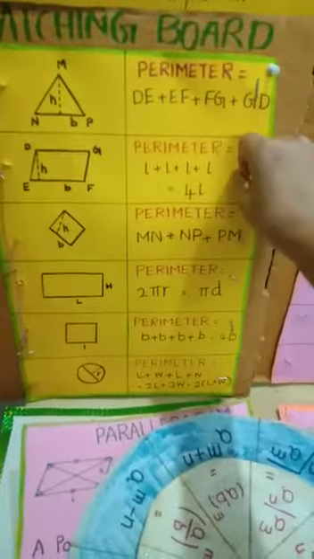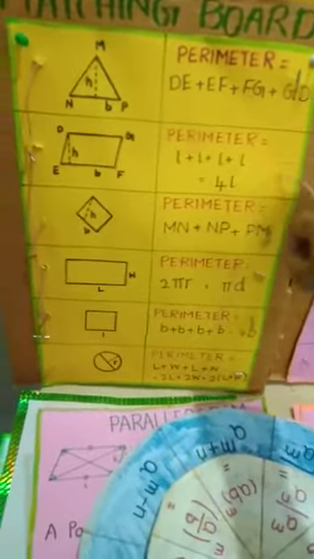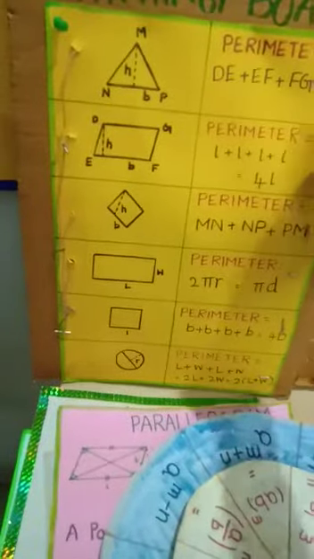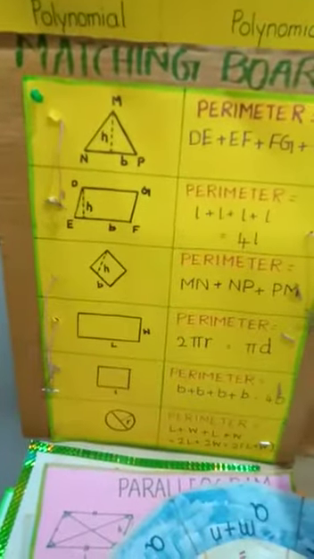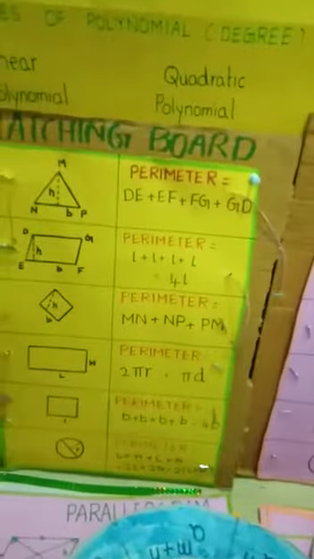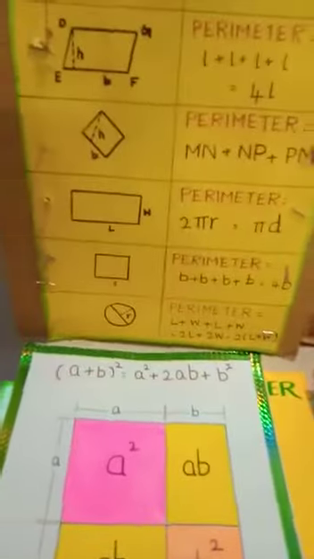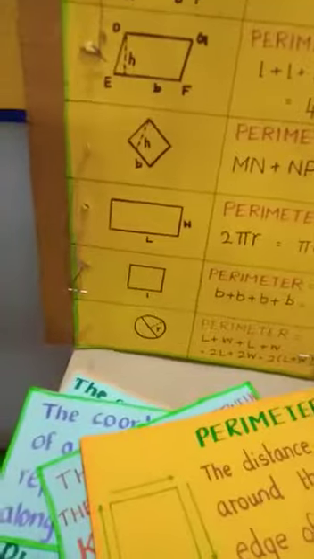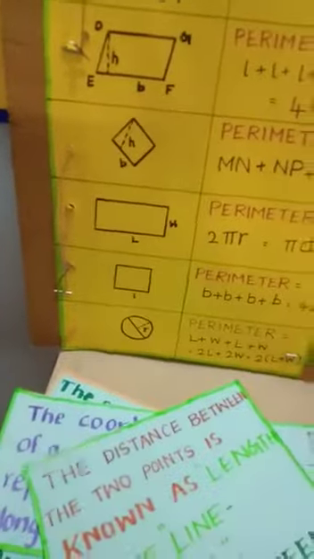For example, this one. So perimeter of parallelogram. See here, perimeter means if we add all the sides we will get the perimeter, and the area means multiplication of the sides. I will show you.